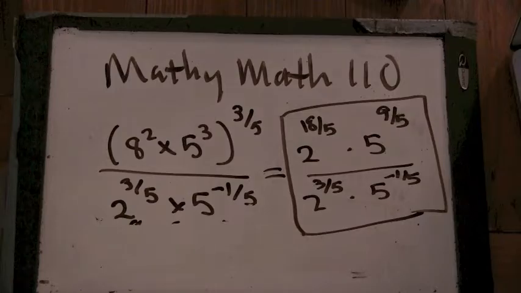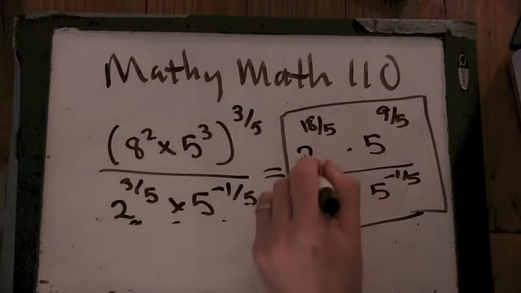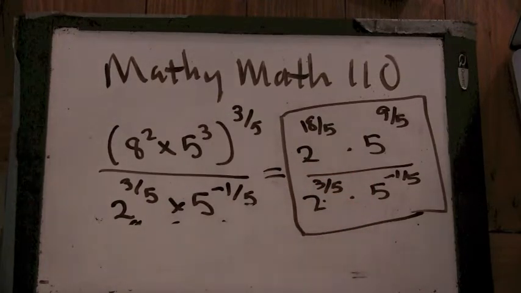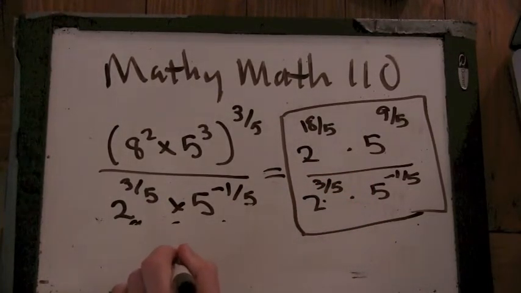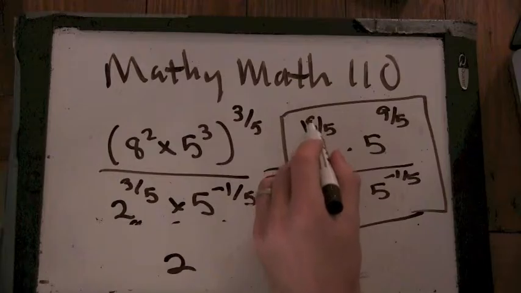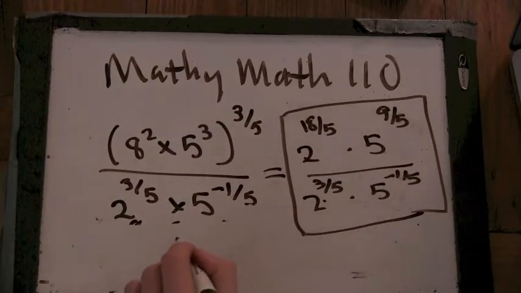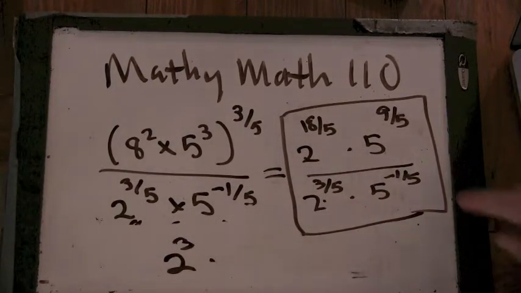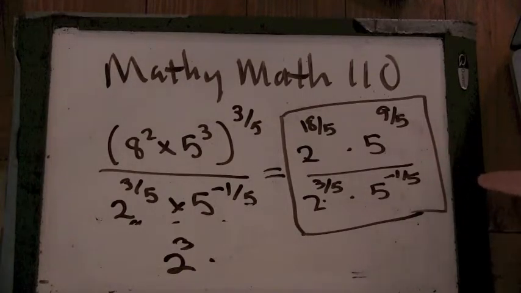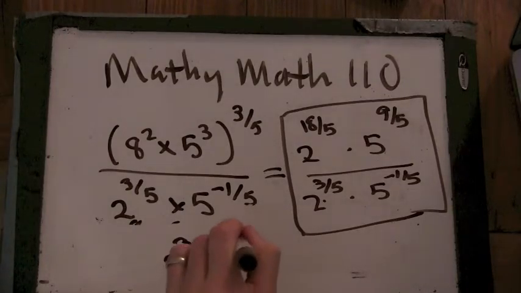What is our power rule when we divide? Well, the power is subtract. So 2 to the 18/5 divided by 2 to the 3/5. What do you get? 2 to the 18 minus 3, which is 15/5, so I get 2 cubed. And what do I get for the 5's? Well, you subtract -1, so you get 5 to the 10/5, or 5 squared. 2 cubed times 5 squared.